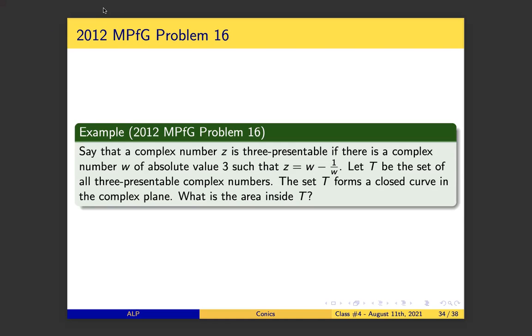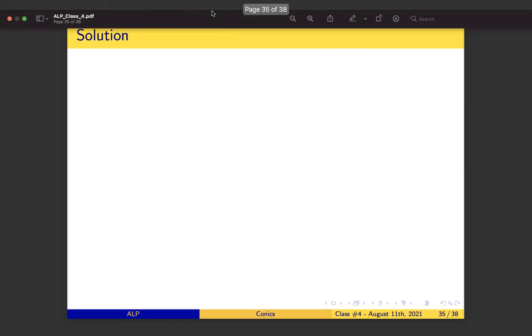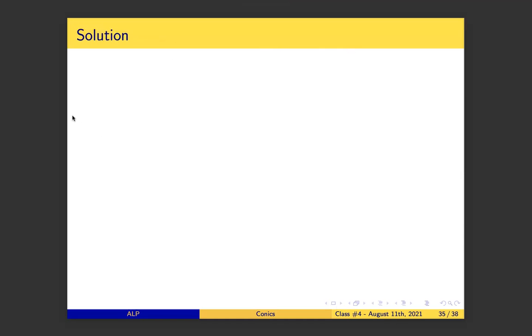All right, so now we have this solution. And this one is actually pretty simple compared to the previous two, which is kind of my bad, I probably should have started with this one. But okay, so essentially we let w equal to x plus y times i. Again, this is a complex number where x squared plus y squared equals 9. This comes from the fact that the absolute value of this complex number is 3.